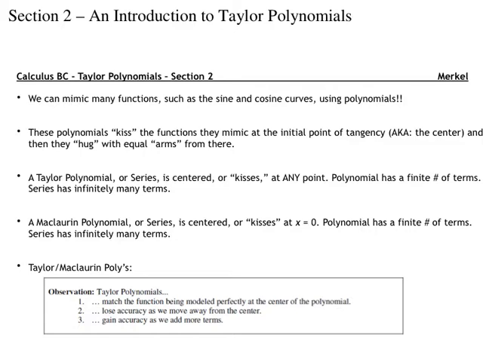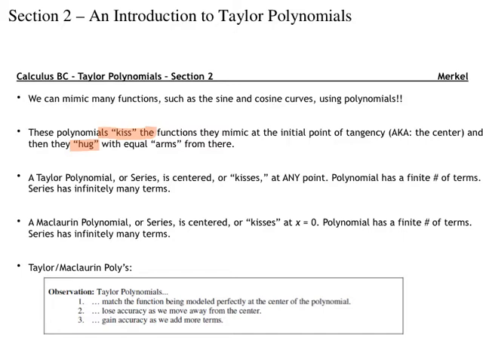One of the things that we're going to focus on is that these polynomials, I'm going to say that they kiss the functions they mimic at the initial point of tangency, which we're going to call the center, okay? And just like when we were talking about linear approximation, a tangent line to a curve touches the curve and is exactly the same as the curve at the point of tangency. The polynomial is going to branch out from that initial point of tangency, and it's going to hug the function it's mimicking. It's a kiss and a hug.